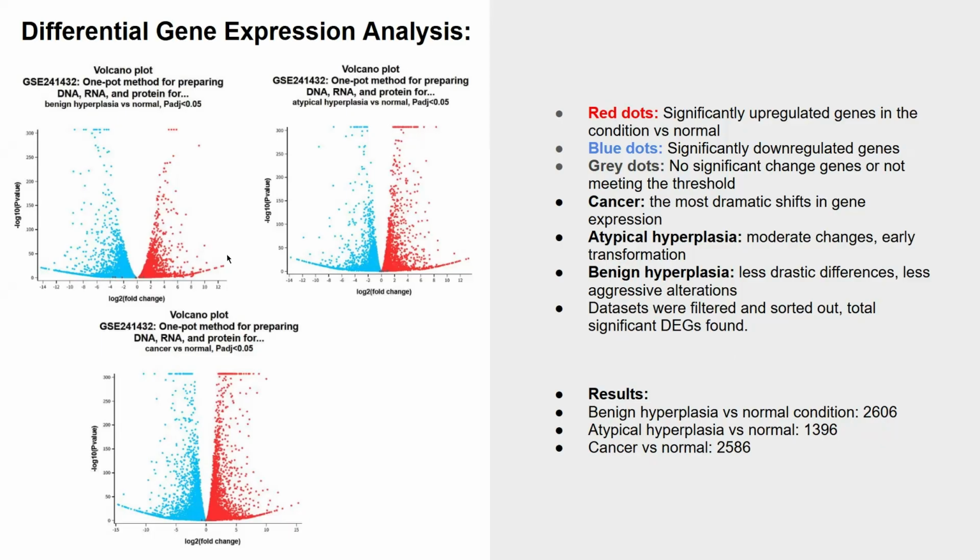So in these plots shown here, the vertical axis shows statistical significance and the horizontal axis shows fold change in gene expression. And the spread of red and blue dots represents the extent of gene alterations across stages.